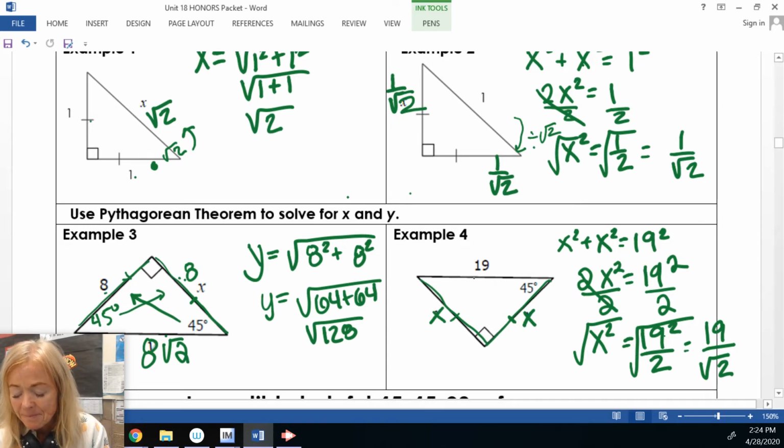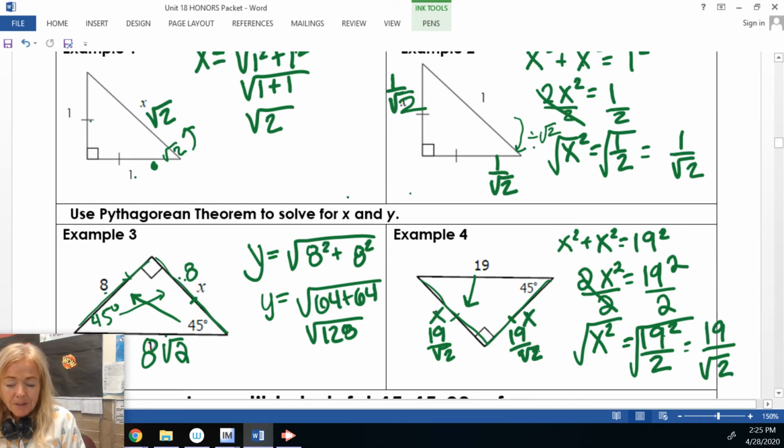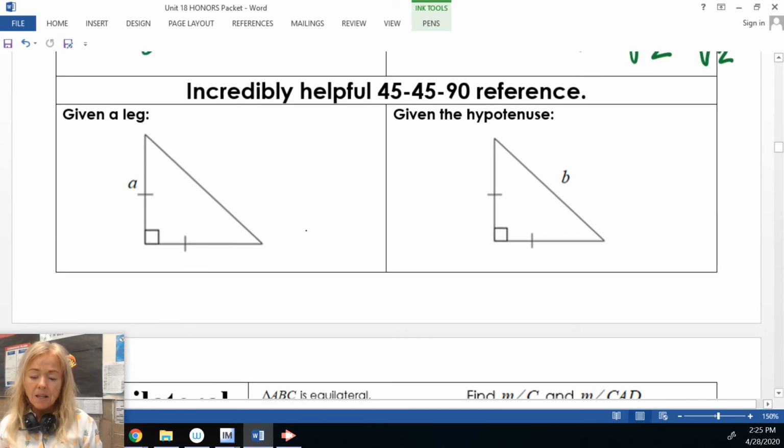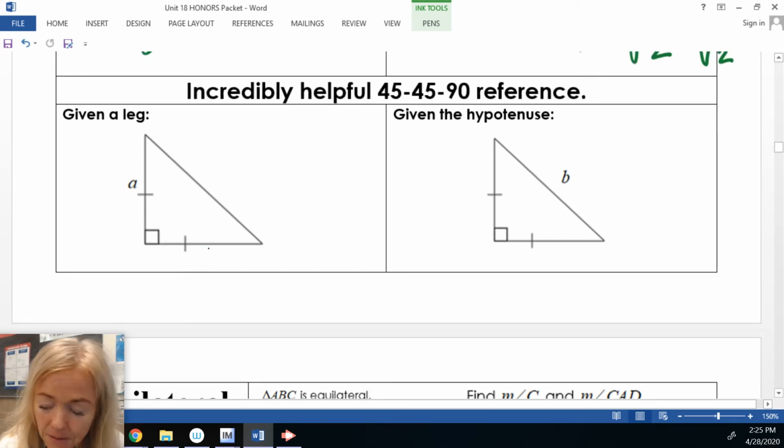So once again, I have the side is going to be whatever the hypotenuse is divided by radical 2. If it's 1, we divide by radical 2 to get the side. If it's 19, we still divide by radical 2 to get the side measure. And that is true for all isosceles right triangles. So if you look at the given a leg, okay, I know the other 2 sides.